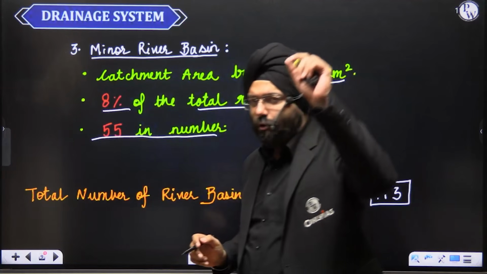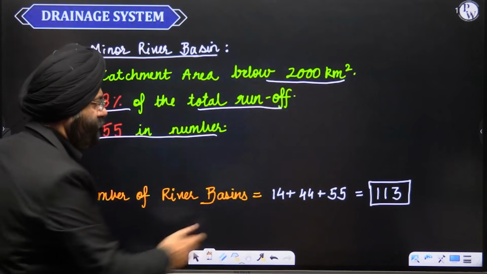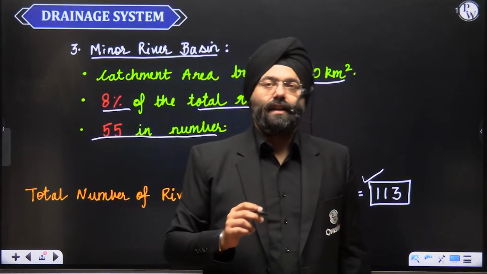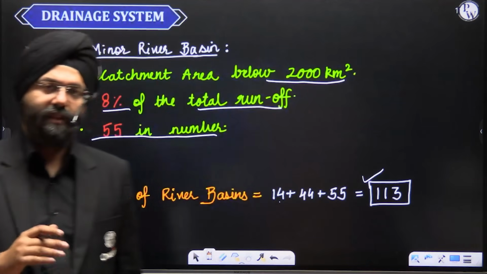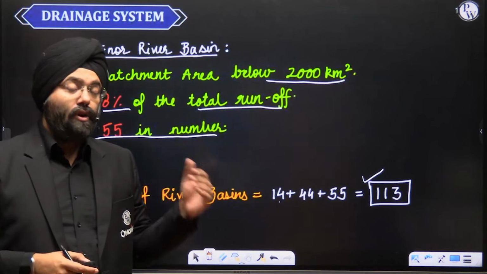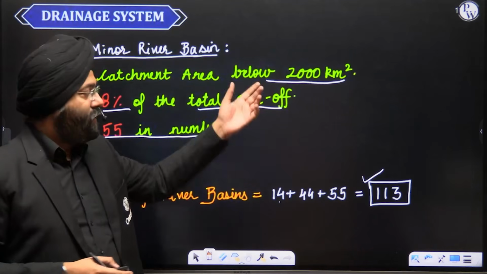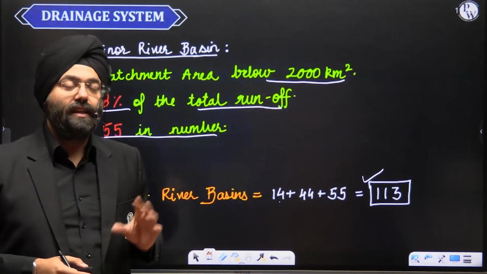Now, if I add all of them, major, medium and minor, you'll realize 14 plus 44 plus 55, that means 113 river basins or drainage systems, you can say, exist over here. Clear? So, 113 is important. Why? Because in the examination it can be asked: what is the basis of classification? It is the basis of the size of the catchment area.